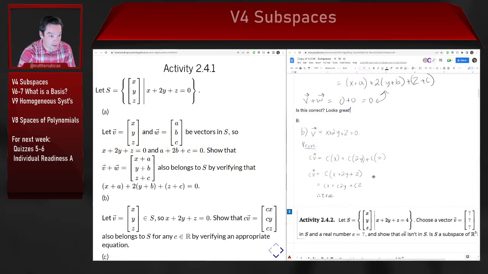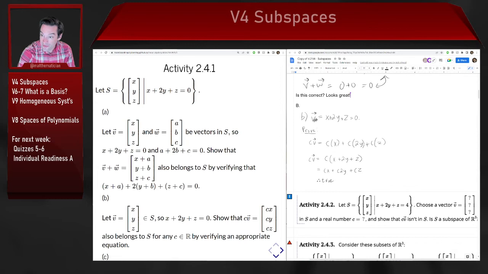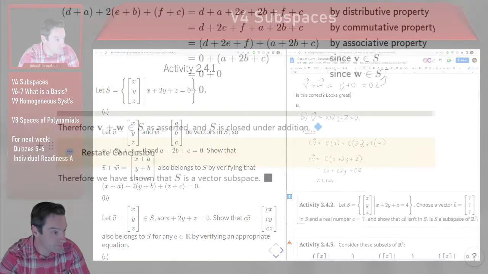Same idea on the cocktail napkin as before, that if I have a vector that satisfies x plus 2y plus z equals 0, that relationship is still satisfied by a scalar multiple of it. The only thing I would do to modify what's on the cocktail napkin is I'm just going to change where the parentheses are placed, just a tiny little bit.